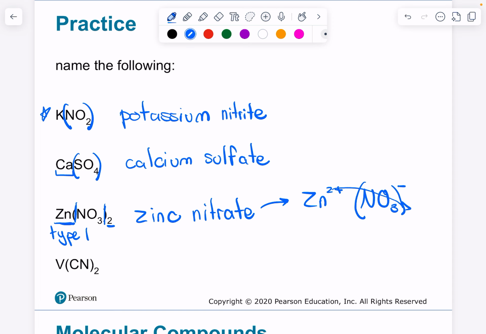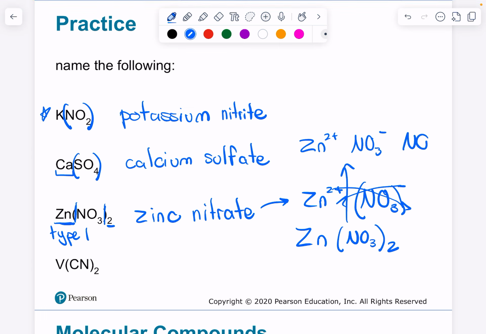And then we just do the charge crossing thing like we've done before, and it's Zn(NO3)2. And now you see the importance of the parentheses, because if I hadn't put those in there, it would look like NO32. I don't know what that means. You have to indicate that there's 2 nitrates. Because what this formula is telling you is Zn 2+, NO3 minus, NO3 minus. It's saying you have 2 of these little nitrate units.